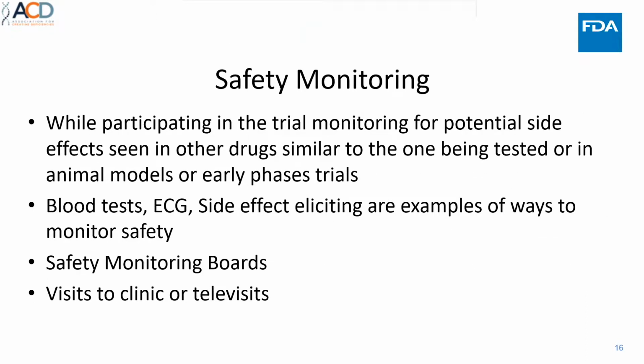As far as safety monitoring goes, while participating in the trial, the sponsor is monitoring for potential side effects based on either the animal data or the drug information they have from drugs that are related to this drug, or information from earlier trials. They're often doing multiple tests, which include blood tests, which may be looking at your liver function, your kidney function. They may be doing ECGs or echocardiograms. If there's indications for looking at your hearing or vision or any other things that they think might be possible side effects, they have a schedule for when they're going to look at those things throughout the trial.